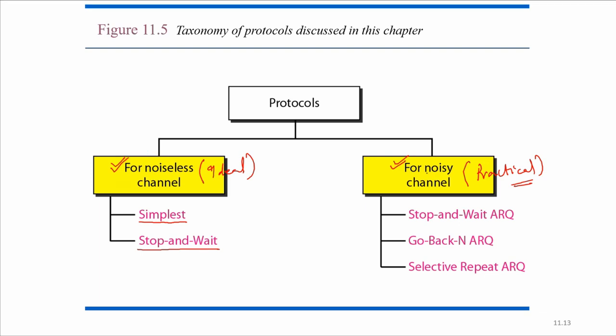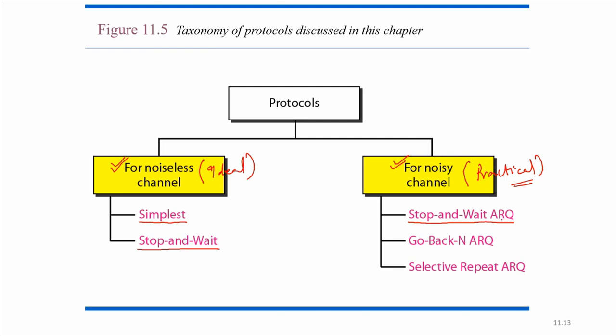Next one is the noisy channel. Here, three different protocols are defined. One is stop and wait ARQ. ARQ is automatic repeat request, which we have just seen.